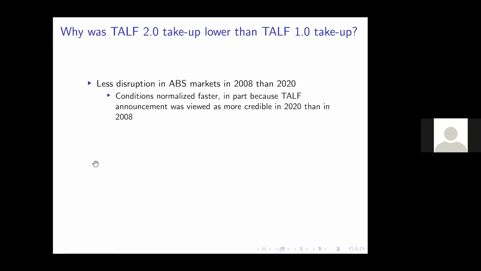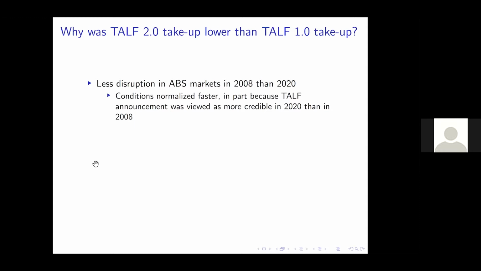So let me briefly talk about TALF 2.0 take-up, which was really low compared to TALF 1.0. First of all, there were fewer disruptions. The Fed intervened much earlier, and because TALF 1.0 was seen as quite successful, TALF 2.0 was already credible. So spreads in TALF 1.0 only declined when TALF actually opened and people figured out that TALF worked. In TALF 2.0, the announcement was sufficient.